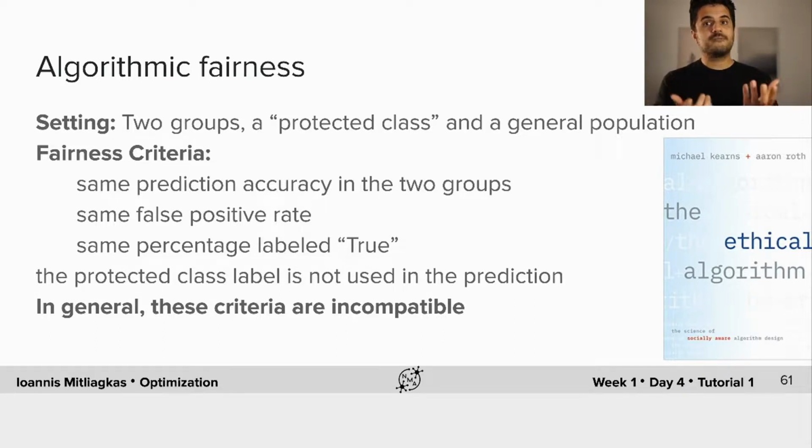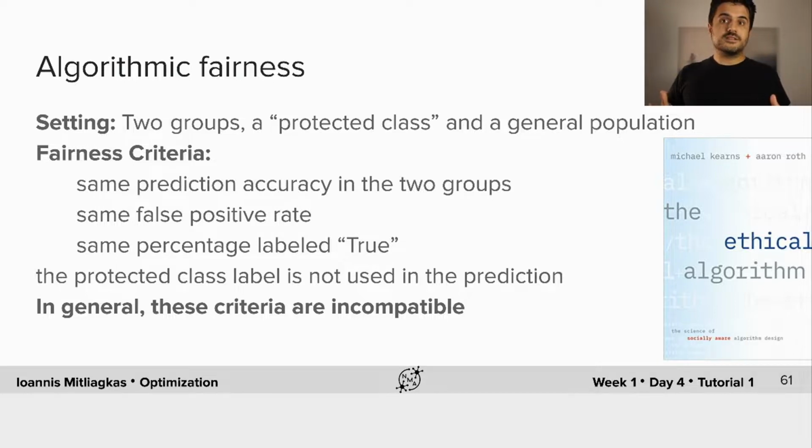Furthermore, we have limitations like you're not allowed to use a label that tells you that this is a member of the protected class or this is a member of the general population. So if we're not allowed to use this information in our decision, for example, we're not allowed to use gender when trying to do targeted ads, for example. We have an example coming up. These restrictions make this discussion and this methodology much more challenging.